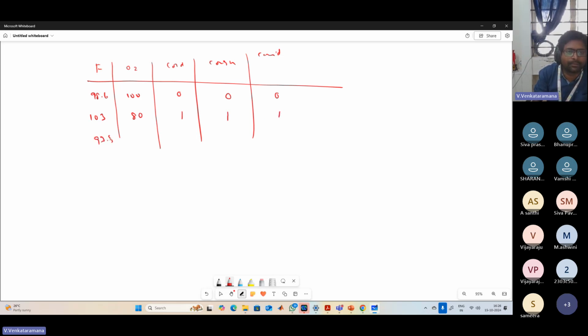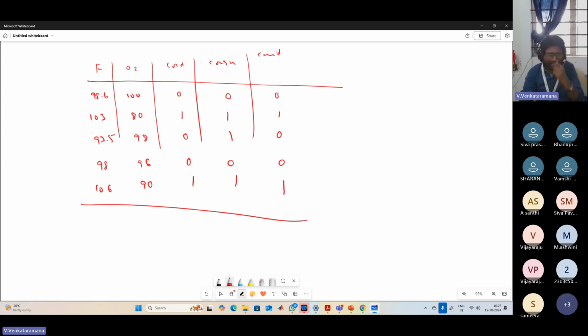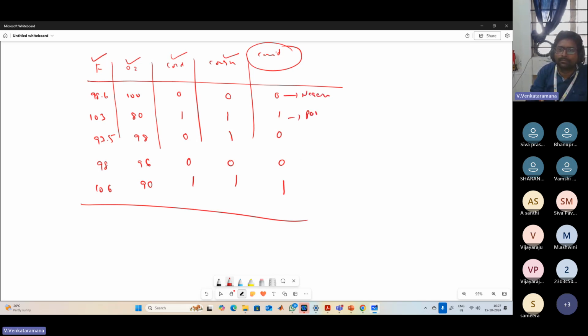Maybe some other case: 97.5, oxygen level 98, no cold, but there is a cough. It may be COVID negative. Understood, right? Some other samples you can consider, like 98, oxygen level 96, no cold, no cough, it may be 0 again. And again 106, oxygen level 90, cold yes, cough yes, it may be COVID positive. Like that you have the data samples. Now based on the fever, the O2, the cold, and the cough, you are trying to forecast and diagnose the COVID, whether positive or negative.